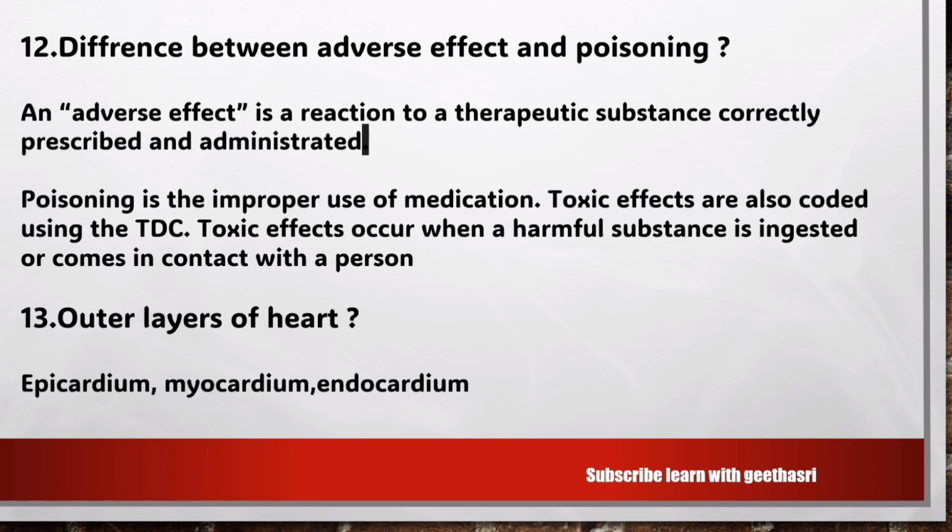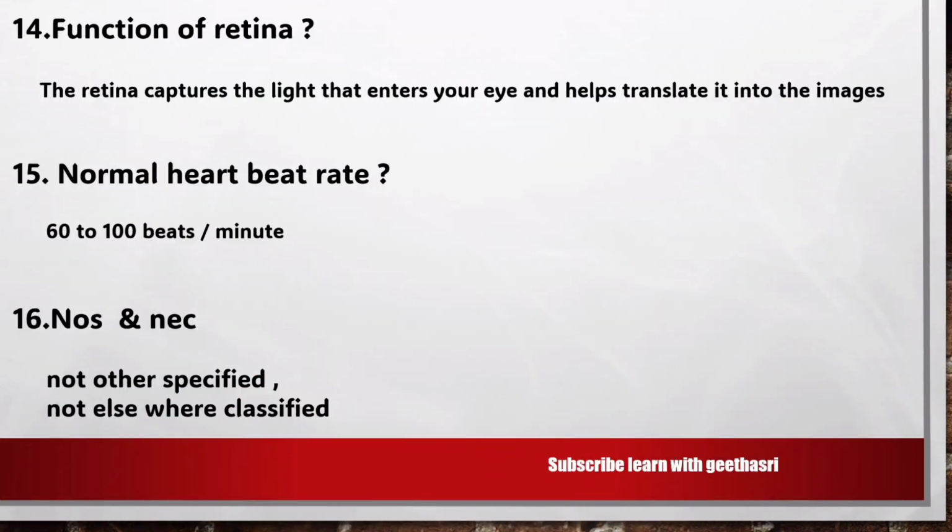What are the outer layers of the heart? Heart will be having 3 outer layers. They are epicardium, myocardium and endocardium. Function of retina. Retina captures the light that enters your eye and it helps translate into images. What is the normal heartbeat rate? Generally 60 to 100 beats per minute is the normal heartbeat rate for an adult.